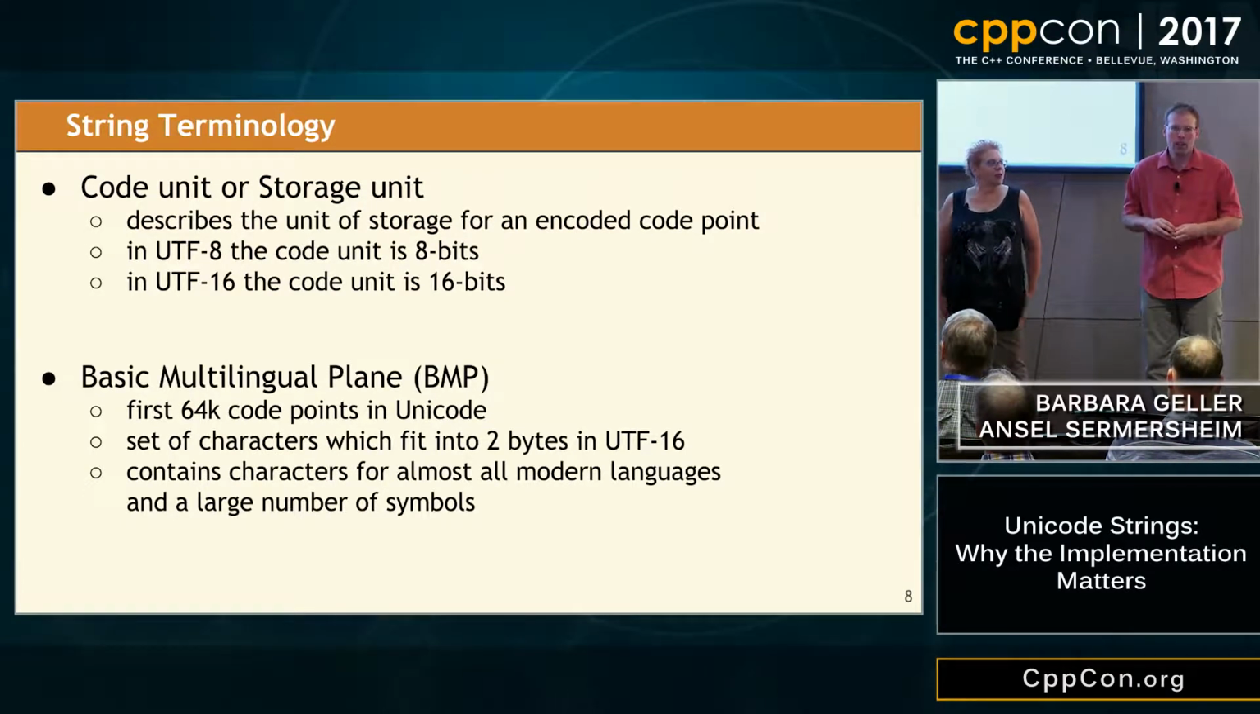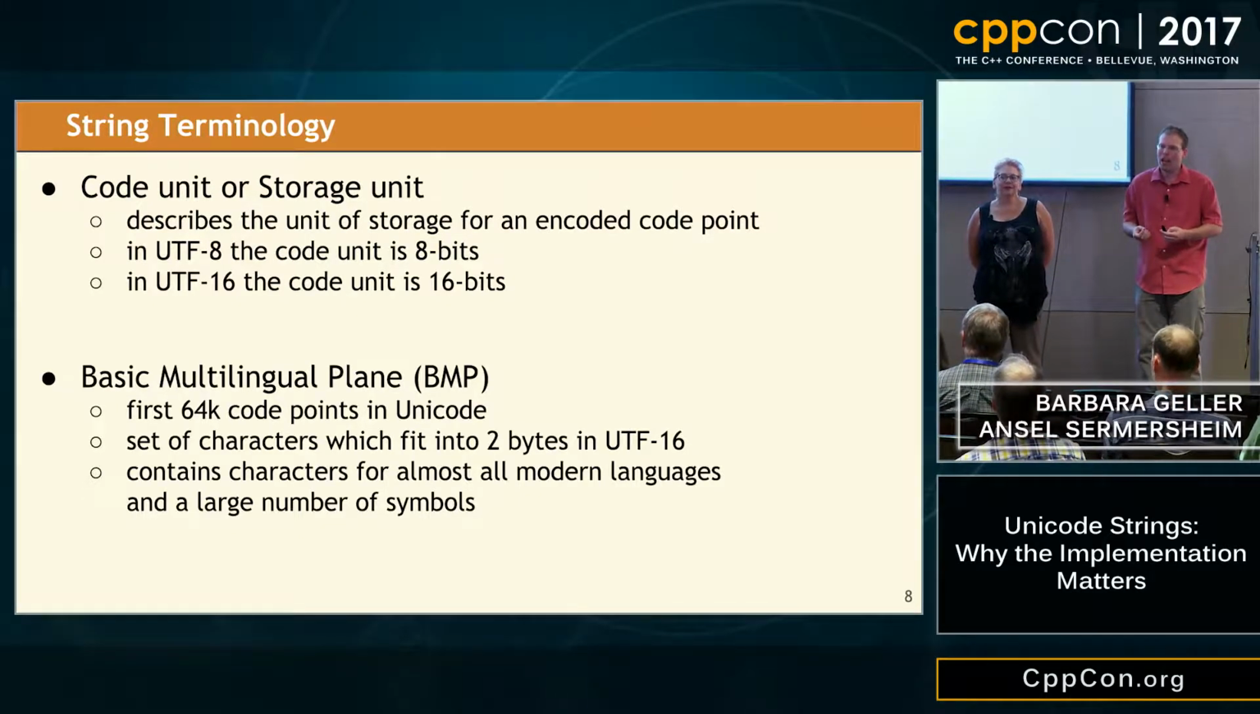Another term that's used when you start looking at how to represent strings in some concrete way is a storage unit, also called a code unit in the standard, although we think storage unit is a bit more descriptive. And this is the atomic unit of storage that is used to represent the strings in your program. So in UTF-8, which is one of the more common encodings, a storage unit is 8 bits. And every character is represented by some multiple of these storage units. In UTF-16, a storage unit is 16 bits.